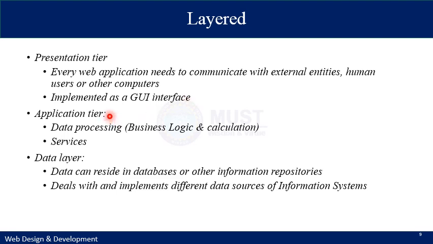The application layer deals with the data processing such as business logic, calculation, services. It means all the application code is placed in the application tier. Another important layer is the data layer. Data can reside in databases or other information repositories. It deals with the implementation of different data sources of the information system.